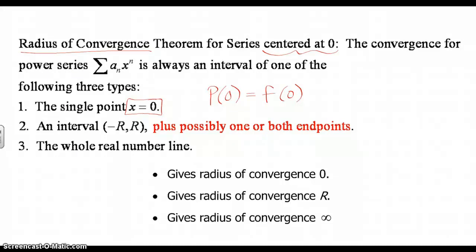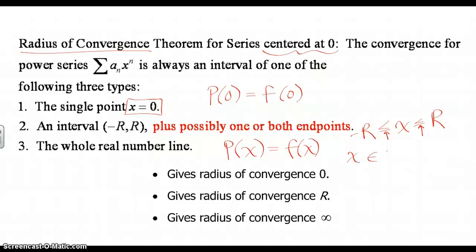Or some interval from negative r to r. And it might include the endpoints. That's why I have put less than or equal. Or it might not include the endpoints. Or it might include only one of the endpoints. And then the third value of x, for which we could have a radius of convergence, where our power series acts just like our function, is for the entire real number line.